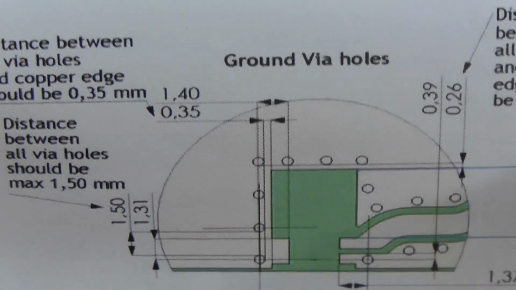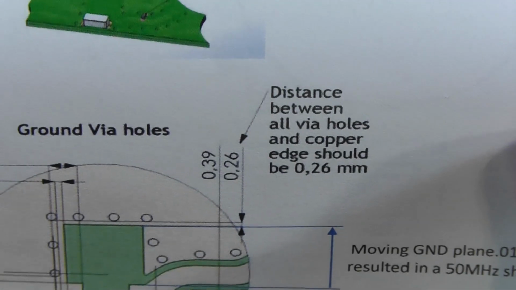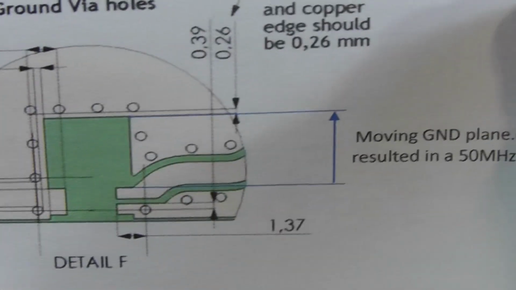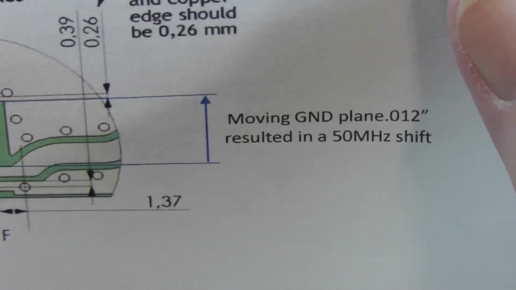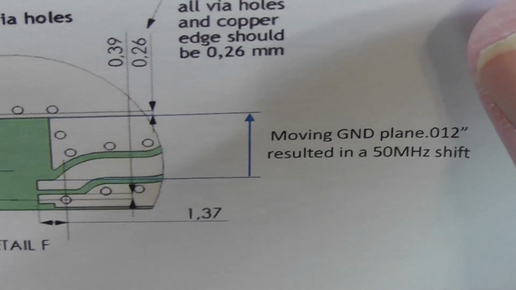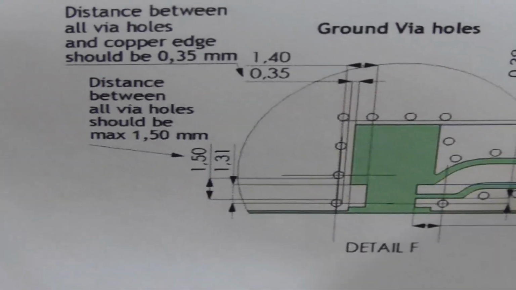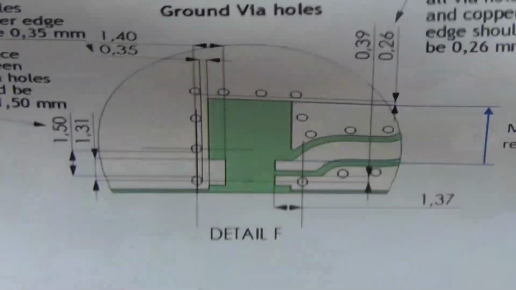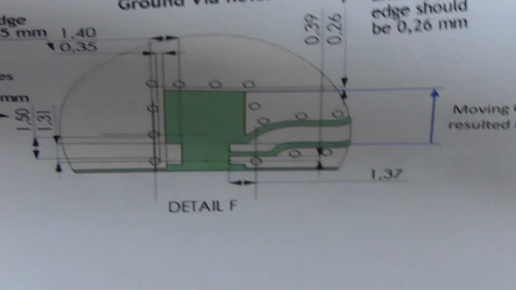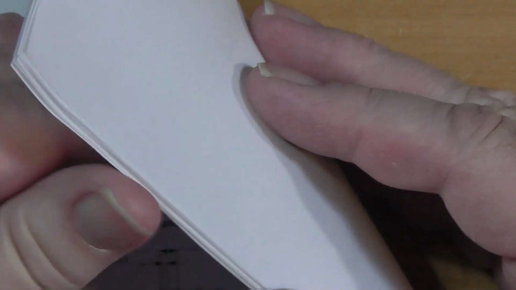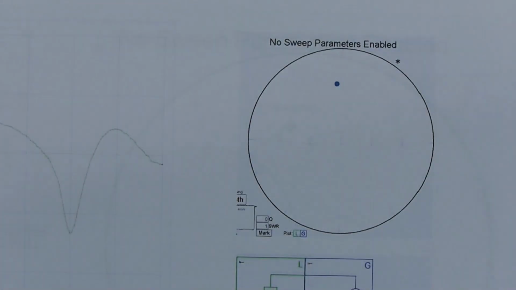Okay, and this distance between all holes and copper edge, and he's got all kinds of things here. Moving a ground plane resulted in a 50 megahertz shift. You know, like I said, with antennas, everything affects everything. And this is the transmission line right here. Of course, you'd need a microscope to really see it.